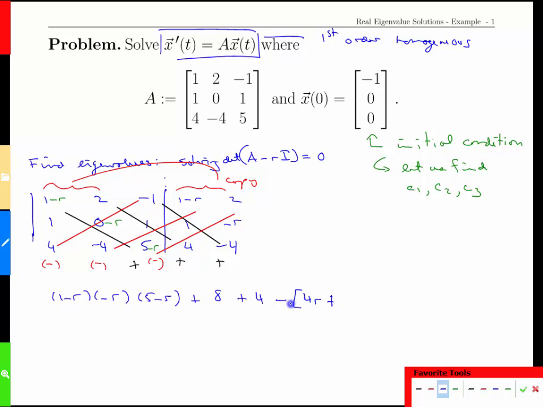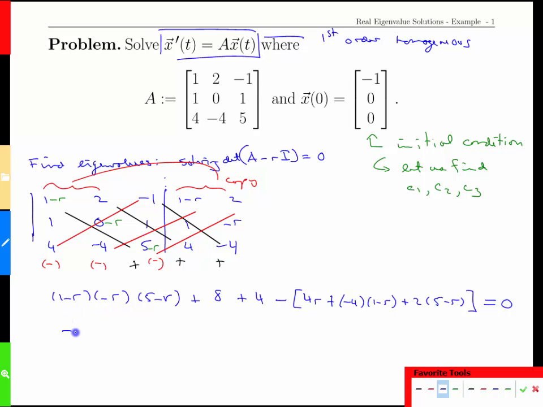Then we're going to add, so we'll have the negative out front of this entire operation. Then we have negative 4 times 1 minus r. And we have 5 minus r times 2. And all of that is going to equal 0, so that the determinant of this 3 by 3 matrix gives us a 0 value. We'll do this incrementally.